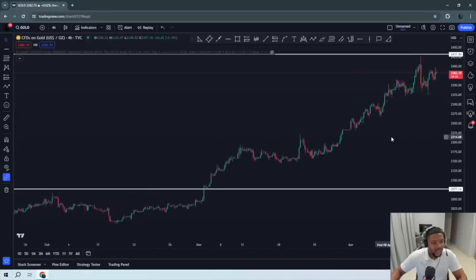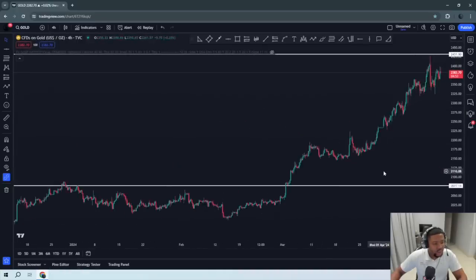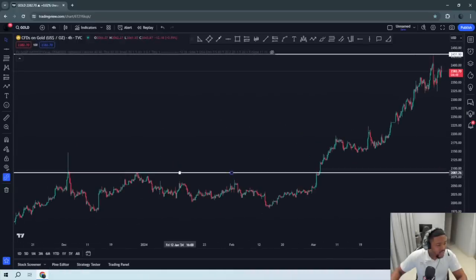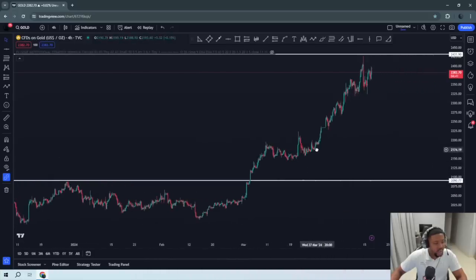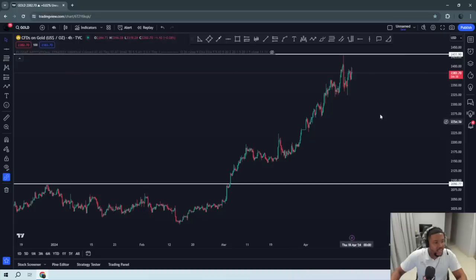In the 4-hour chart, guys, first things first, we zoom in, zoom out. This was the previous neckline, which was acting as a resistance, and the market was able to break above this area over here. And now we are currently playing inside this region.